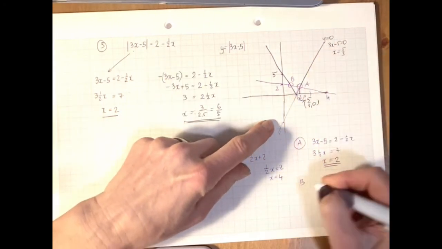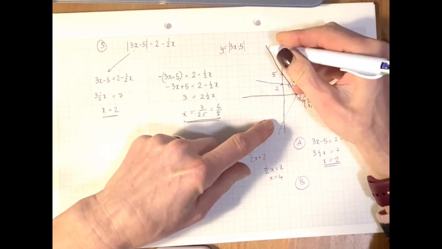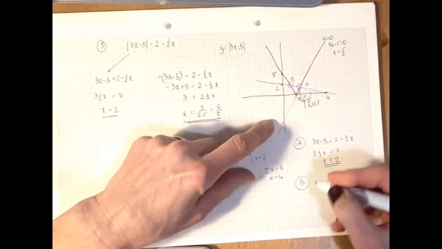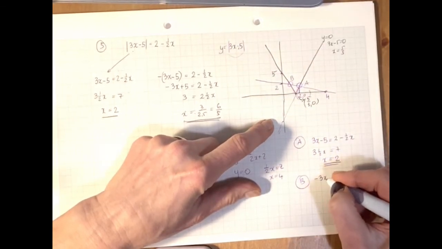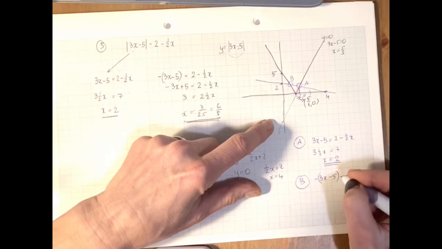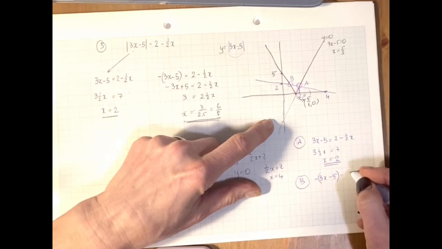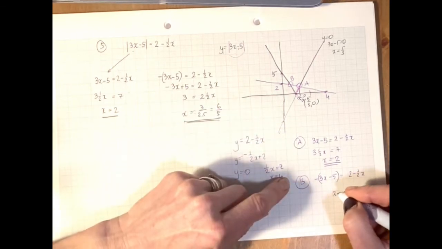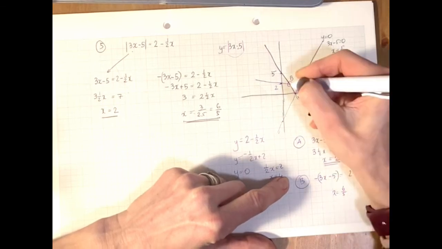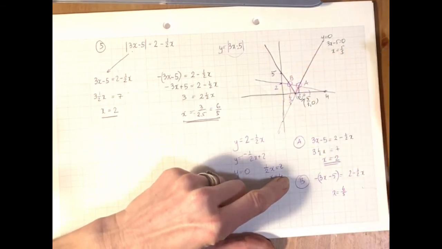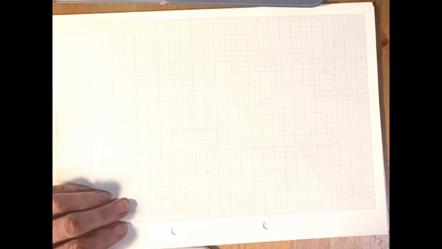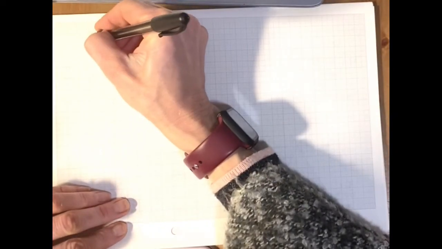To find B, over here we need to take the reflected branch of the V shape, so that's going to be minus of that. So it's minus 3x minus 5 is equal to the line 2 minus a half of x, and we already solved that one, so x is equal to 6 over 5. There you go. So there's one more example, example 6, before exercise 2a. So example 6 is inequality.